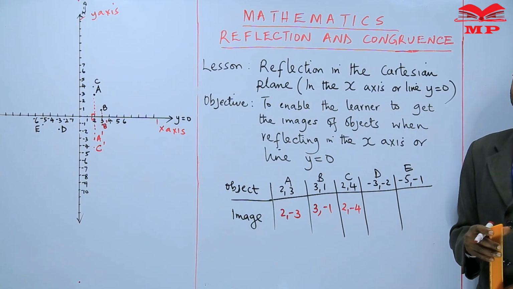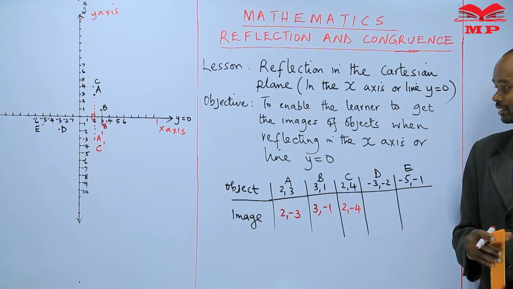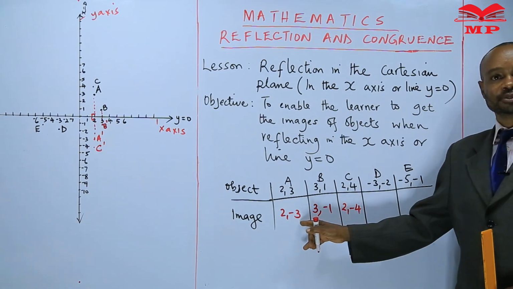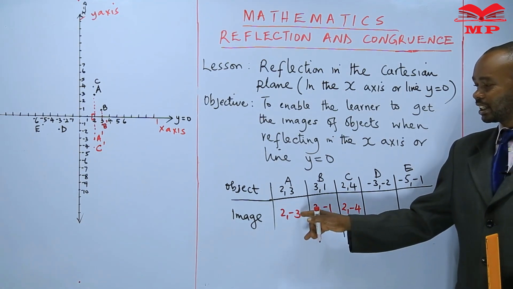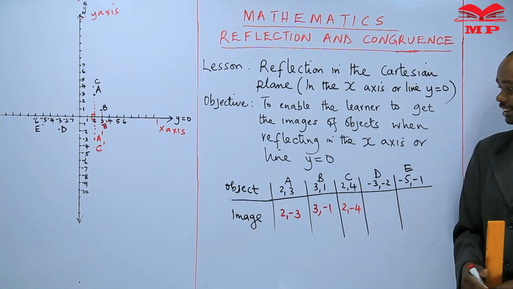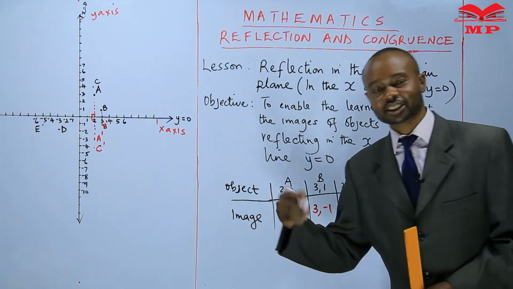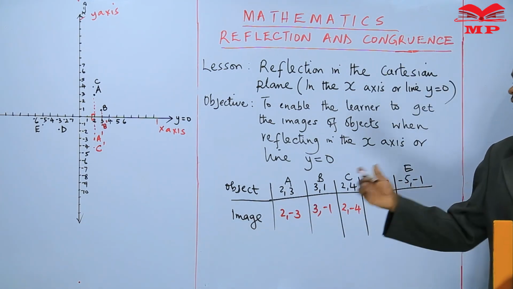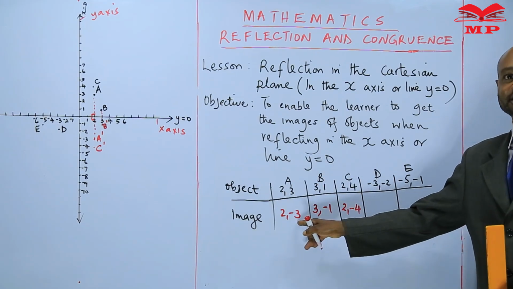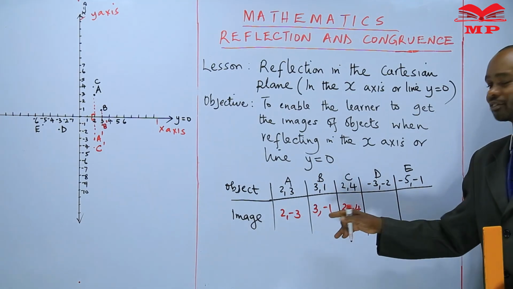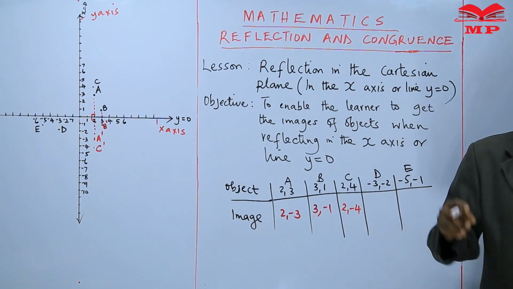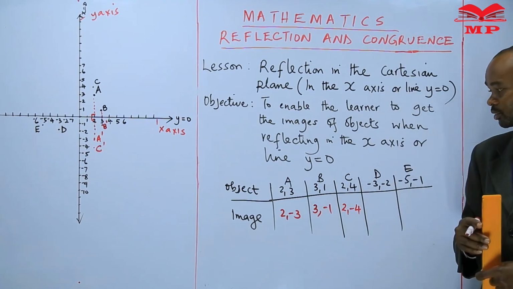You've realized what is happening there. What happens? The y coordinate, if it was positive, it will change to a negative. It gets a negative sign. So if it was 3, it becomes -3. If it was 1, it is becoming -1. But if it would now be -2, it will now become +2.